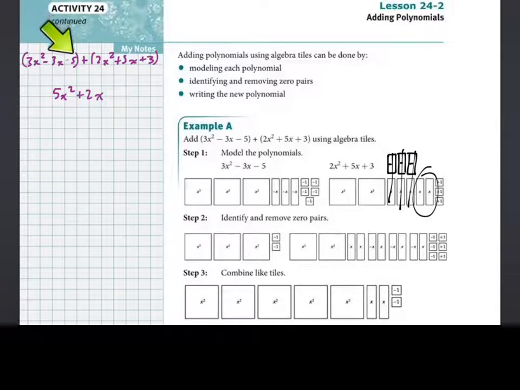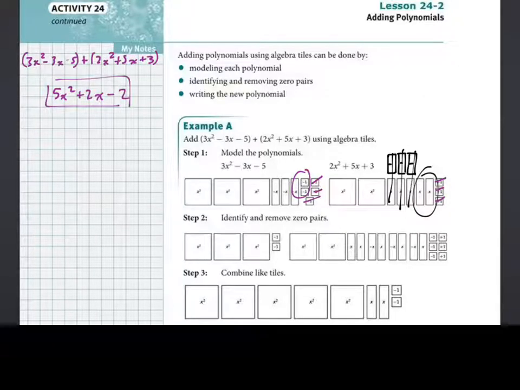Next we have our constants. We have a negative 5 right here and a positive 3. So we have 5 negatives and 3 positives. And if I were to use my algebra tiles, I would be going like this. I would cross out 1 and 1, 1 and 1, and 1 and 1. And so what are we left with? Negative 2. So this is your answer.